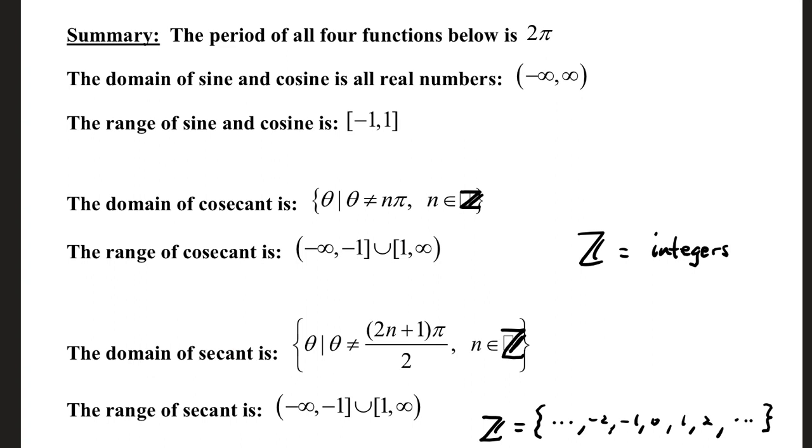Same thing for secant on the range, but the domain's a little different. Cosine is equal to 0 at odd multiples of pi over 2, so secant is not defined at those locations. It is everywhere else, so it's easier to write. The domain of secant is any angle such that the angle is not an odd multiple of pi over 2.